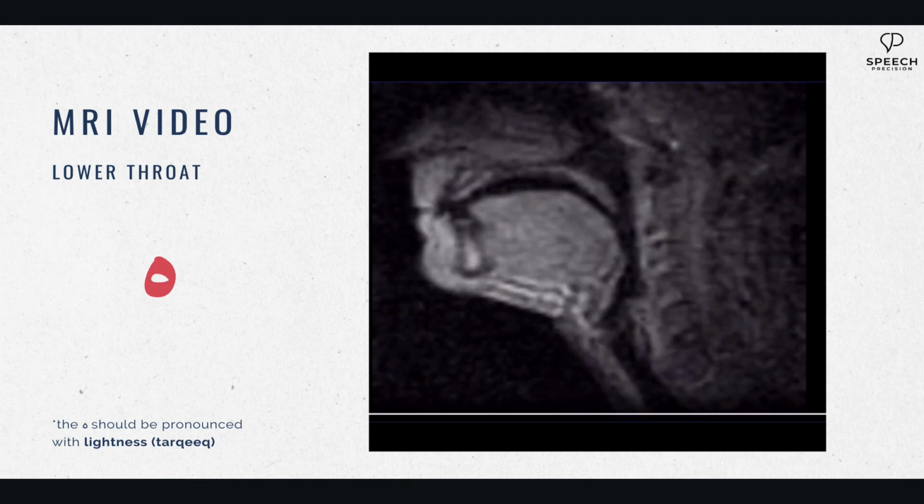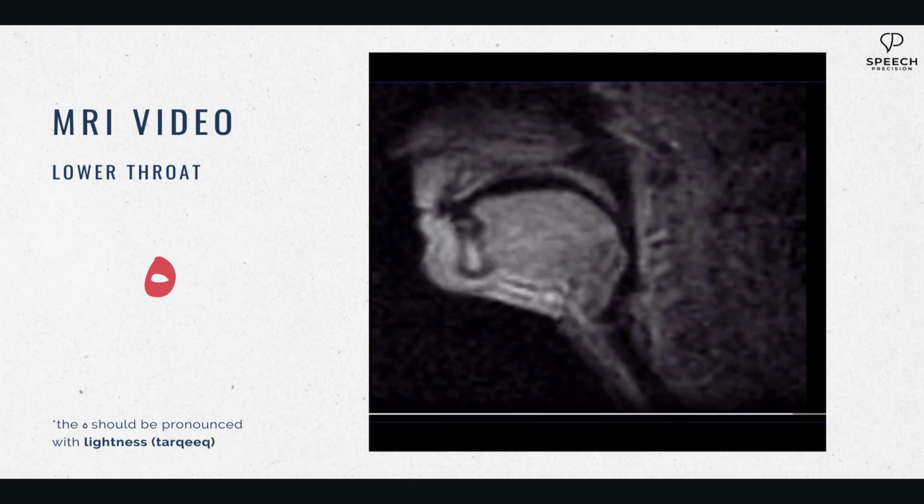The next letter is ha. You're going to see some movement happening at the lower part of the throat. However, what exactly is happening is not very clear from this angle, but let's watch it anyways. Okay, that was obviously a very heavy ha. Our ha in Arabic is not heavy like that.